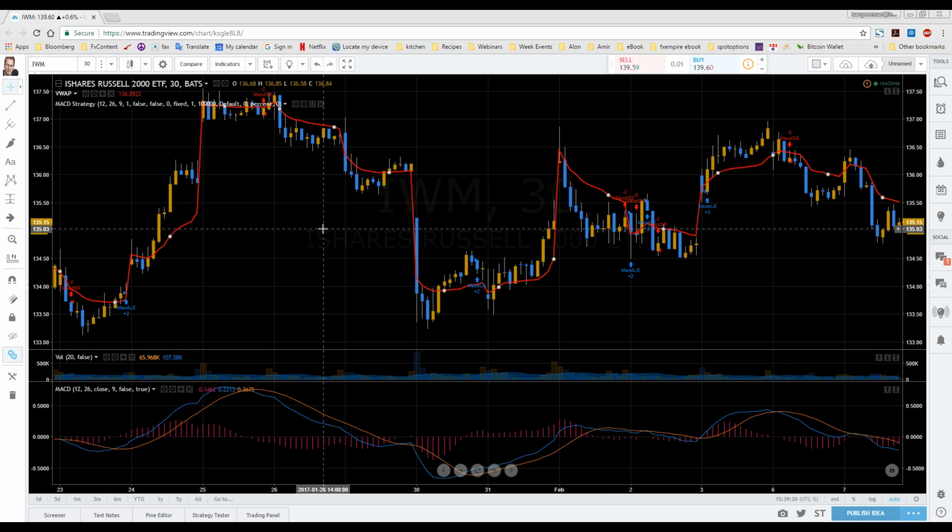So these are just some ways that you can use VWAP. Use it to build into your trading strategies, use it to verify your decisions, or use it to give you indications on how a market is moving.